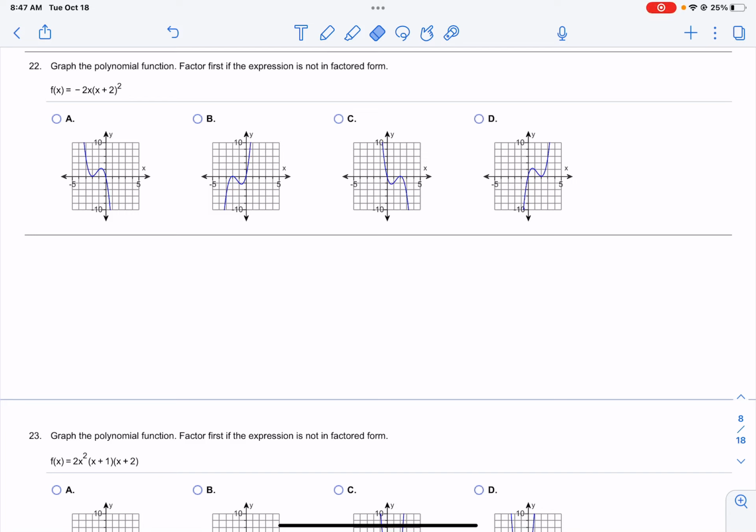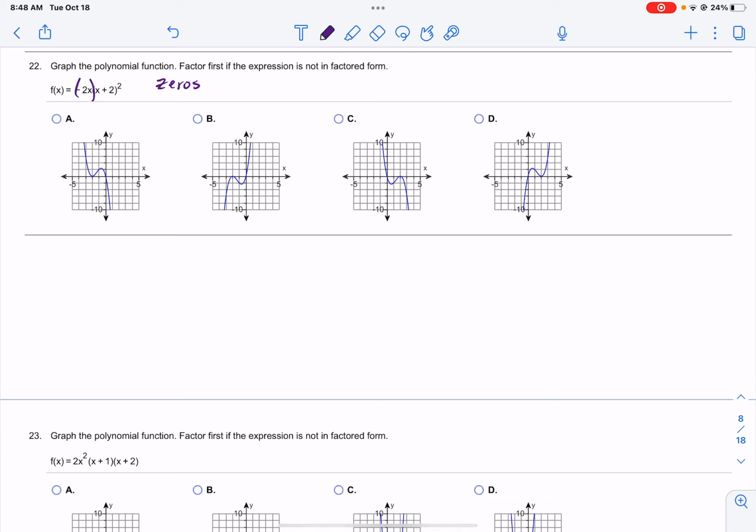For number 22, we want to graph the polynomial, factor first if the expression is not in factored form. This one is already in factored form, so the best way to graph a polynomial is to find the zeros. You can find the location of the zeros by setting each factor equal to 0.